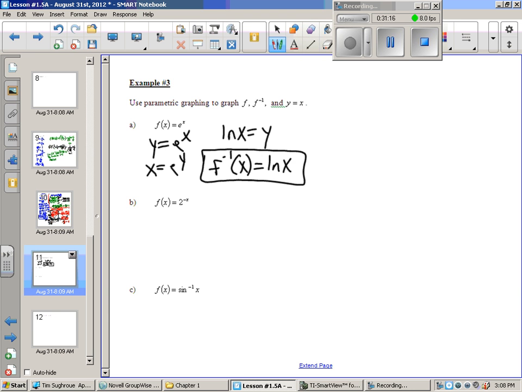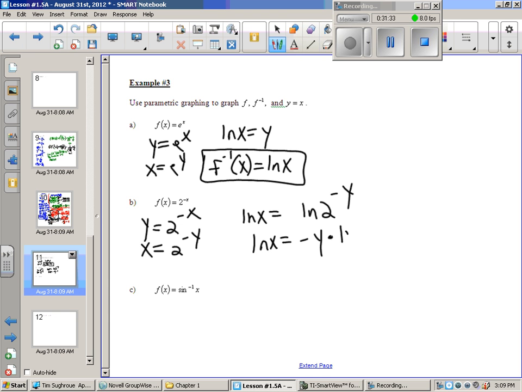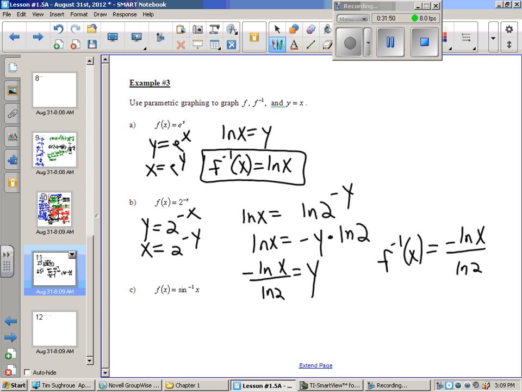Same here. If I want to find the inverse, y equals 2 raised to the negative y, switch x and y, resolve for y. Take the natural log of both sides. Watch what happens here. Now the negative y drops down. Our properties for logarithm says that it will. And now to get y by itself, we divide by a negative natural log of 2. So it's a negative natural log of x over the natural log of 2 will equal y. That will be our inverse function. Negative natural log of x over the natural log of 2.